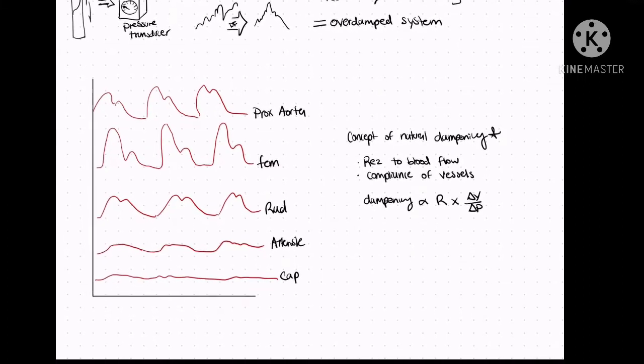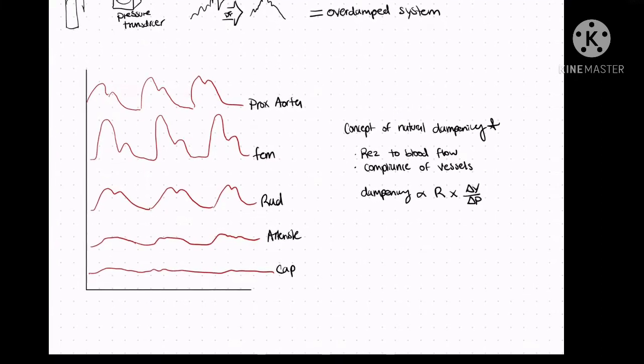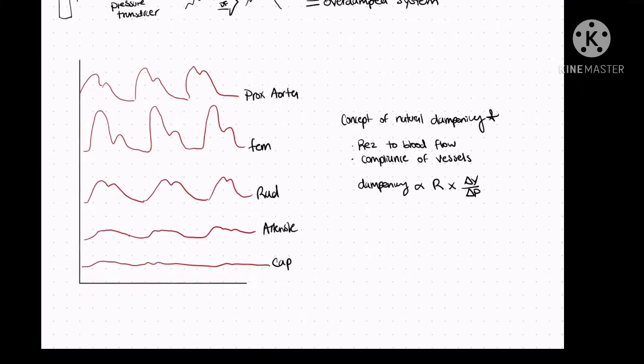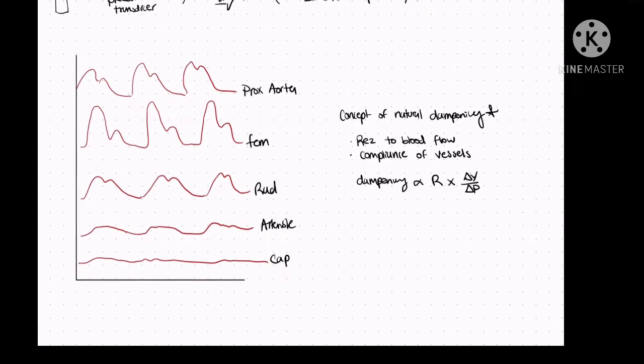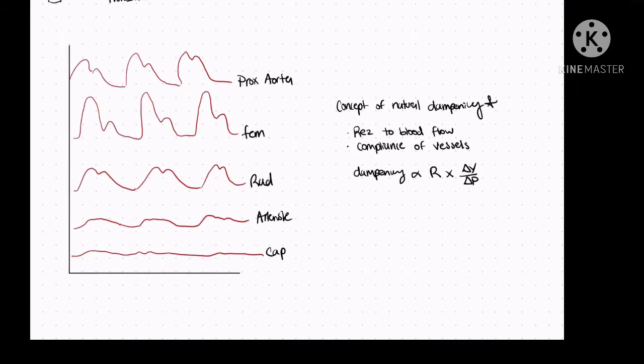Resistance will also dampen the pulsations because blood has to move forward. As the blood moves, the pulse wave from the front tends to distend the part of the blood vessel that's coming up. So the greater the resistance, the harder it is to move blood forward.